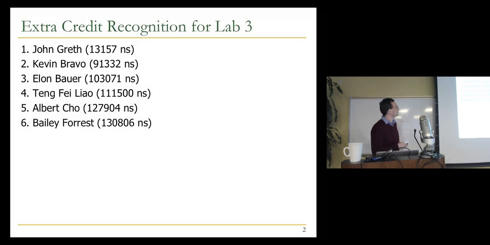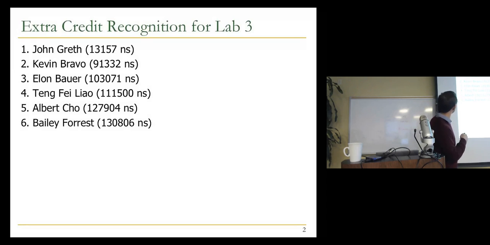who actually tried to optimize, or inadvertently optimized, your designs. And I'd like to recognize some of you. This is based on the primes test that Rachada ran on your designs. I guess John is by far number one, if you can see from the number of nanoseconds it took to execute. He's not here right now. But that's 13,000 nanoseconds. Kevin Bravo, are you here?